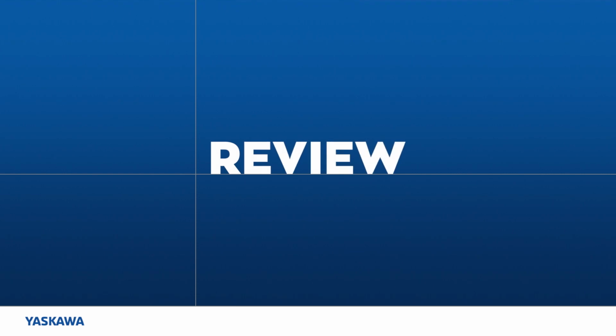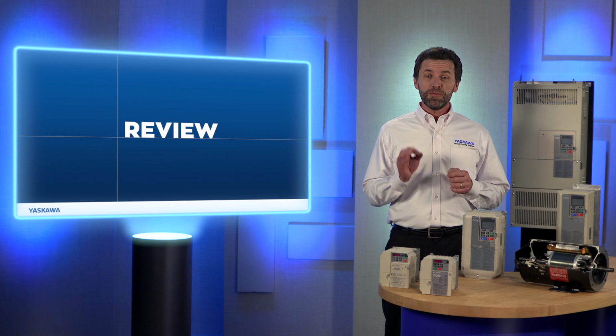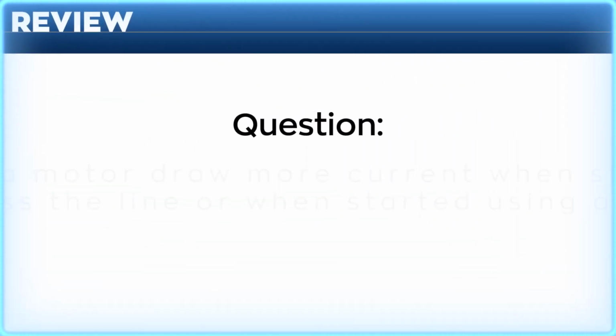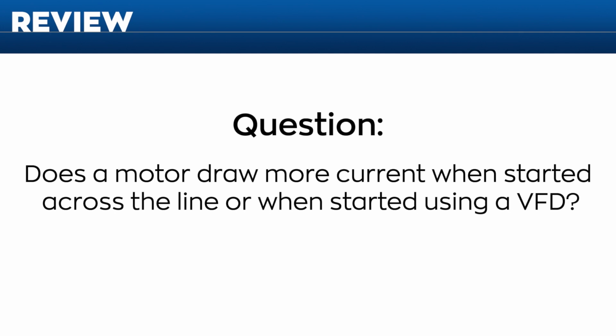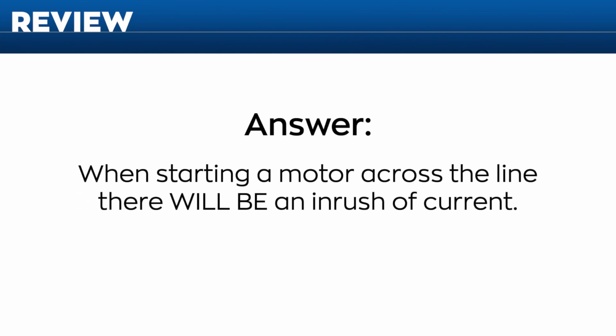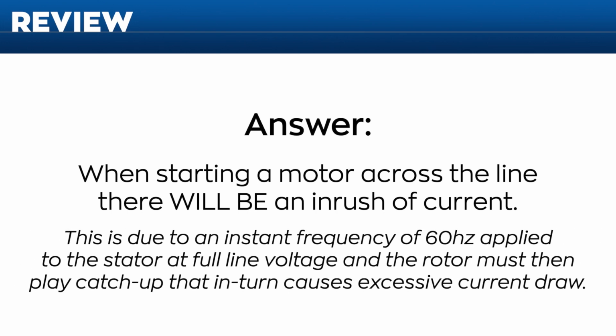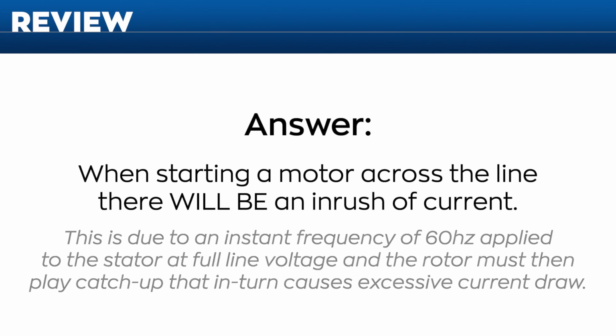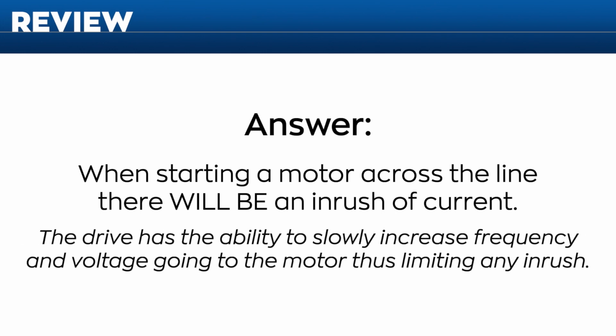And now it's time for your favorite part of our program, the review questions. Number 1, does a motor draw more current when started across the line or when started using a VFD? When starting a motor across the line, there will be an inrush of current. This is due to an instant frequency of 60 Hz applied to the stator at full line voltage, and the rotor must then play catch-up. That in turn causes excessive current draw. The drive has the ability to slowly increase frequency and voltage going to the motor, thus limiting any inrush.